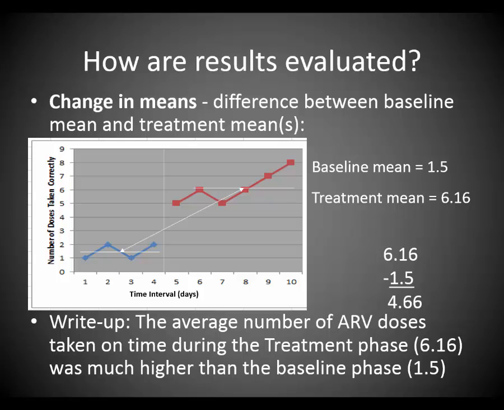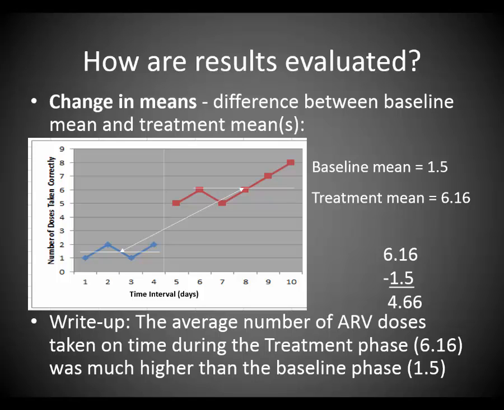The next thing that we're going to want to do is calculate the mean for the treatment phase. And for this, we're going to want to add together all of our measurements taken during the treatment phase. So we're going to add together 5 plus 6 plus 5 plus 6 plus 7 plus 8 and divide by the number of data collection points, which is 6. And that brings us to a treatment mean of 6.16.